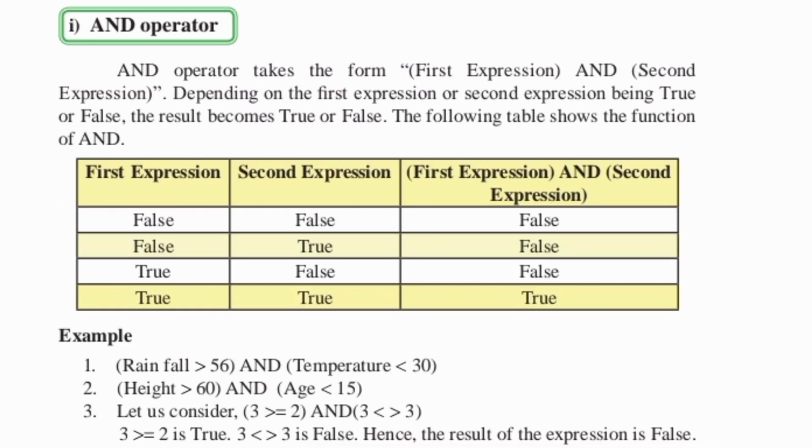For example, we have the AND operator here. You know that when both the inputs are true, the output will be true in the AND operator, or in the AND gate. So it says rainfall is greater than 56 and so on. There are some examples going on here. And see example number 3, where it is a true and a false input, therefore the output is false. So it's basically the same as the gates.